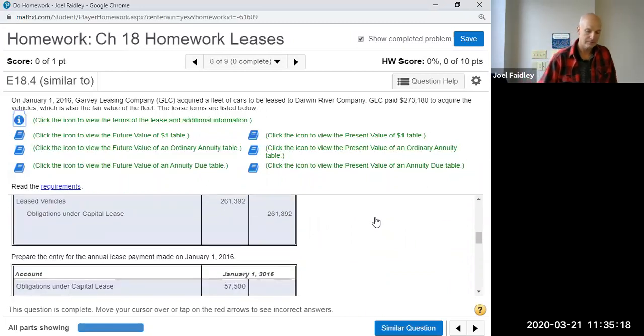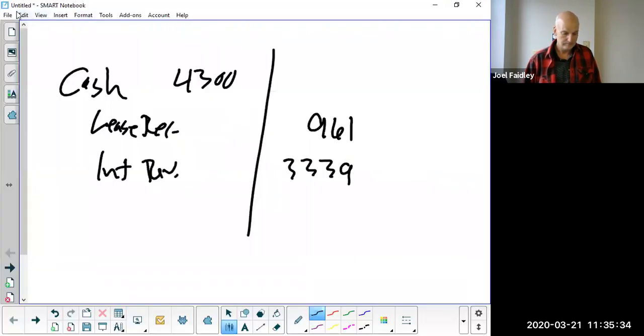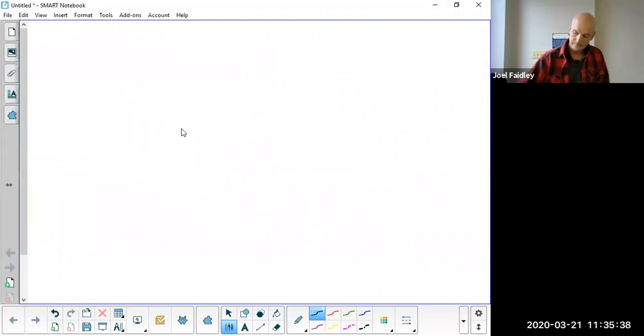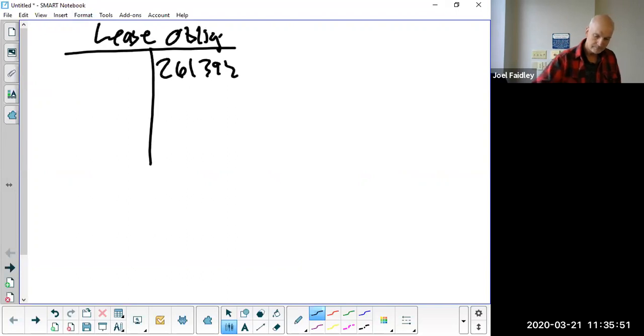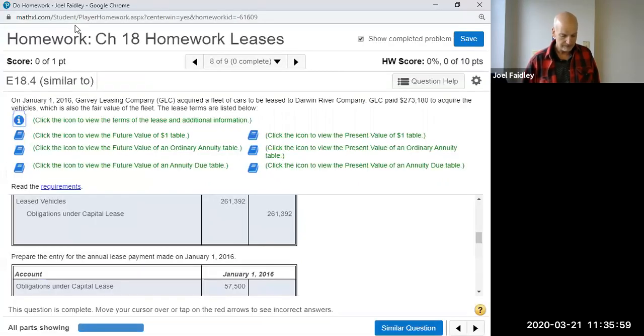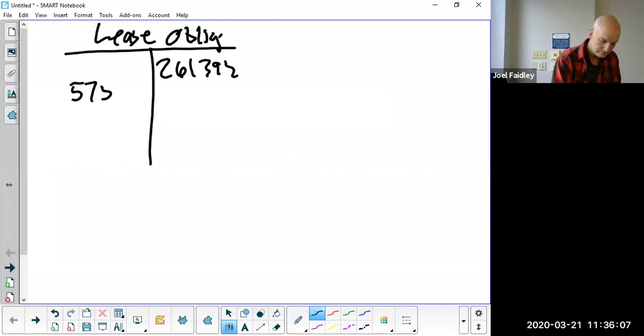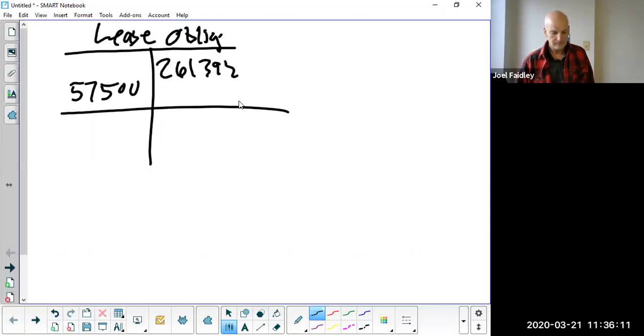So we put that on our books, lease vehicle obligation, and at the same time we reduce that obligation of $57,500. 261,392. Lease obligation. And immediately we reduce that by 57.5. And that's what we're going to multiply by our interest rate, which I think we said was 5%.